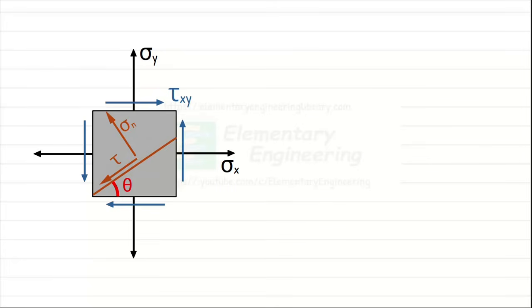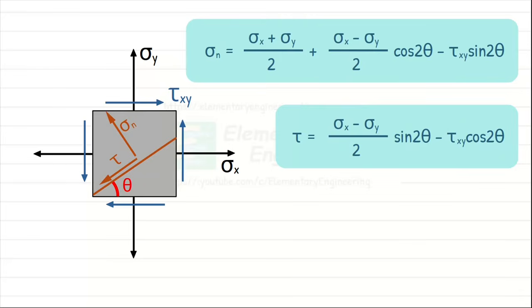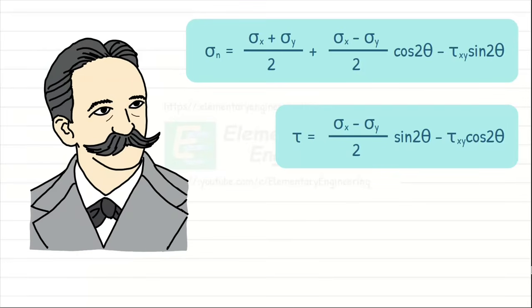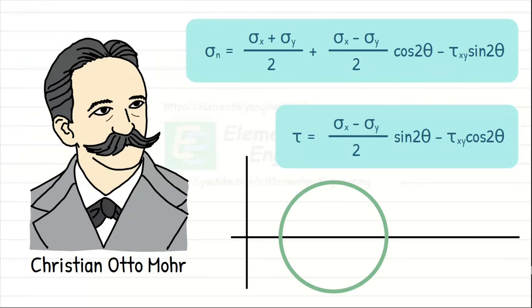The normal and shear stress on this new plane can be given by these equations. Don't worry about memorizing these. They come from simply balancing the forces on that inclined plane. However, looking at these long formulas, a German scientist and civil engineer, Christian Otto Mohr, realized these equations could be represented graphically as a simple circle. He then developed an extremely useful device known as the Mohr Circle of stress.